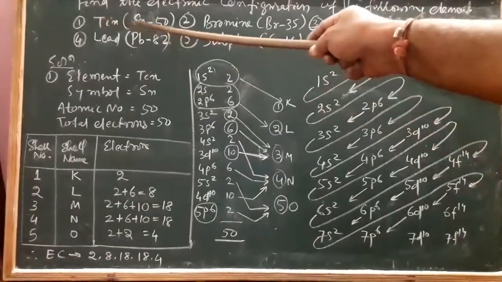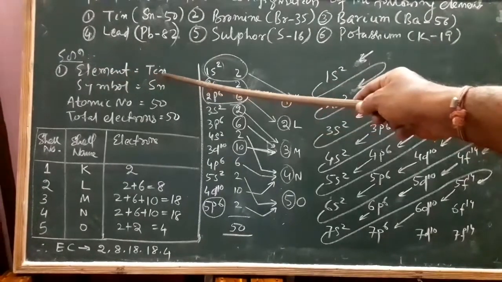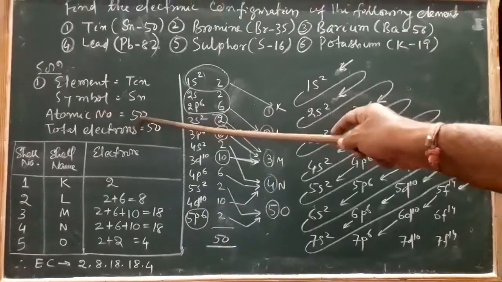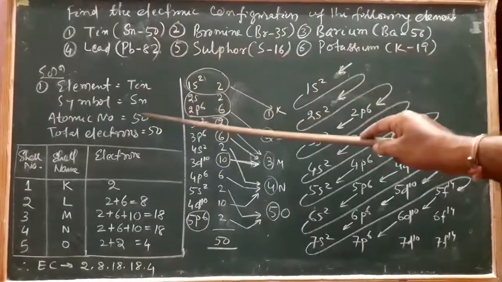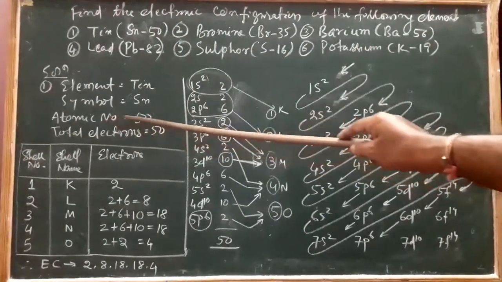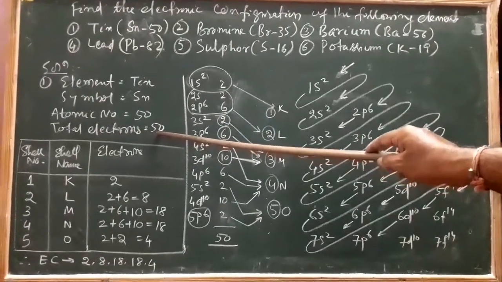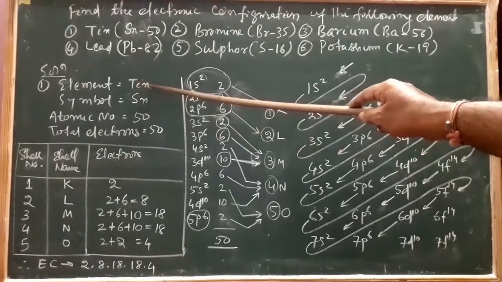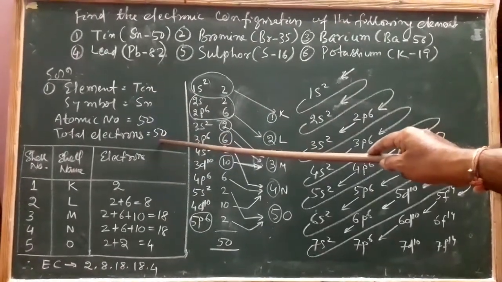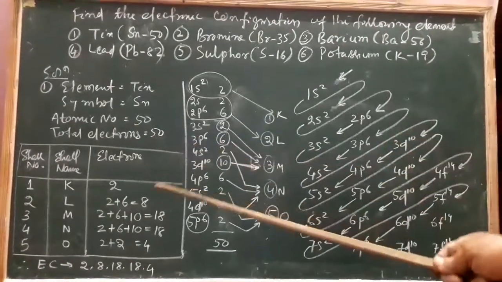The first one, tin 50, I have done for you. The element name is tin, symbol Sn, atomic number 50. See, atomic number 50 I have given, so total electrons are 50. Whatever is the atomic number, the total number of electrons is also the same. So for this particular element tin, it has 50 electrons. How these 50 electrons are arranged in its different shells, let us study.